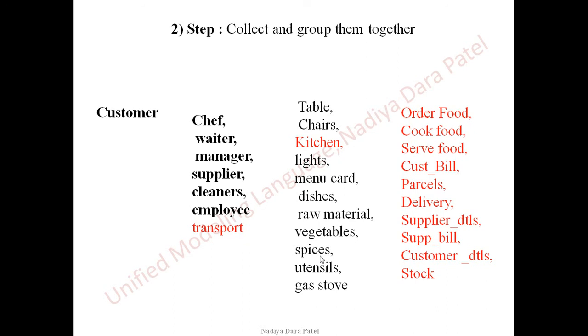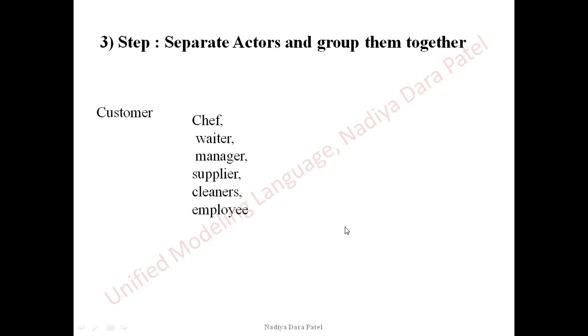In the next step, we are going to find relationships between use cases. So once you pick these use cases and find related ones, then you will understand where to keep them. Okay, so let us go to our next step, which is separating actors and grouping them together. So we have found actors, we have separated them, and we have grouped them together in one big list.